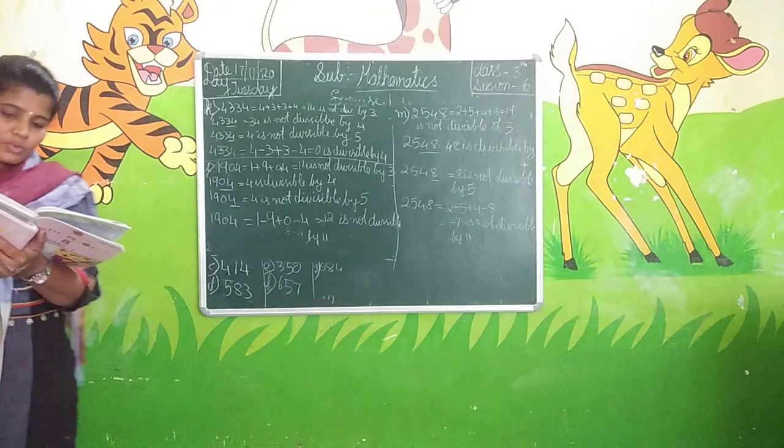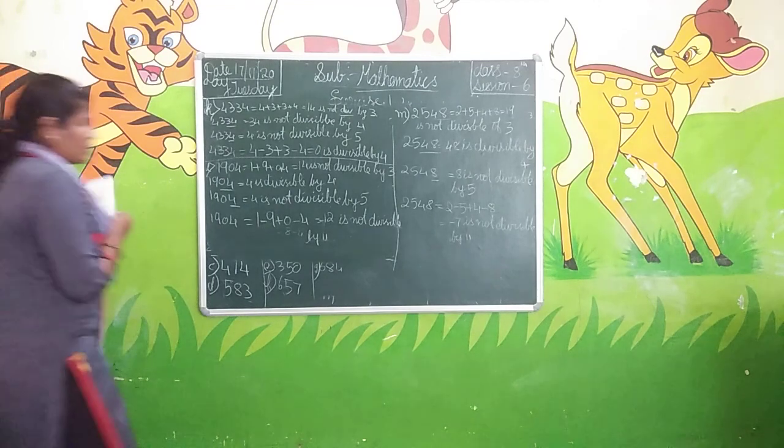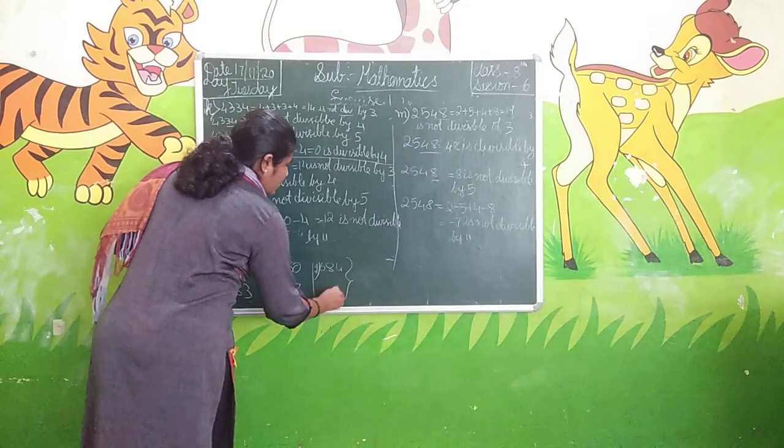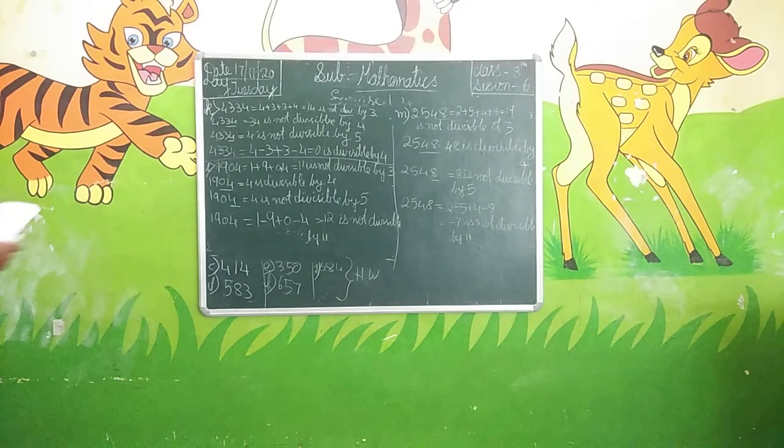In the second class, we'll go for the second Roman number, students. If you have any doubt regarding this, you can call me. And these 5 questions are for homework. Check whether each is divisible by 3, 4, 5 or 11. If you have any doubts regarding this, you can text me, students.